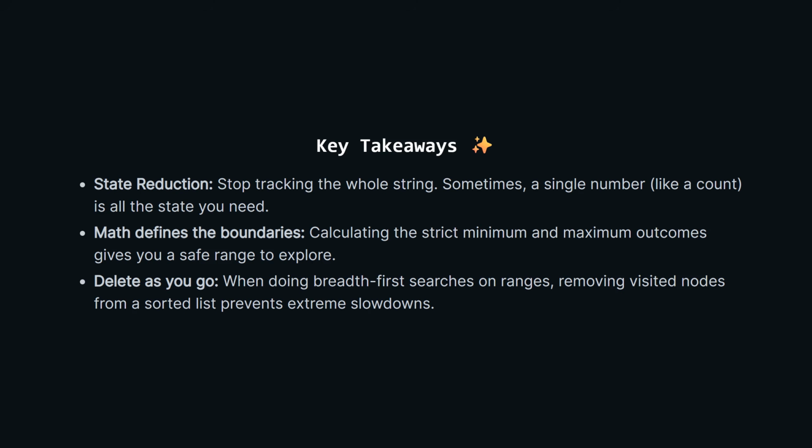So let's wrap it up. The biggest takeaway here is state reduction. Realizing we didn't care where the zeros were completely changed the problem. From there, it was just a matter of using math to find the maximum and minimum boundaries for our next move, and using smart data structures to ensure we never process the same number twice.